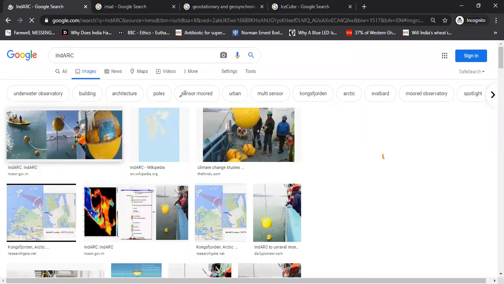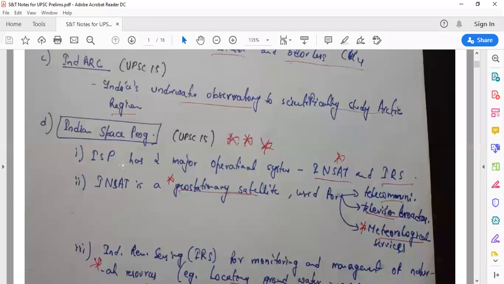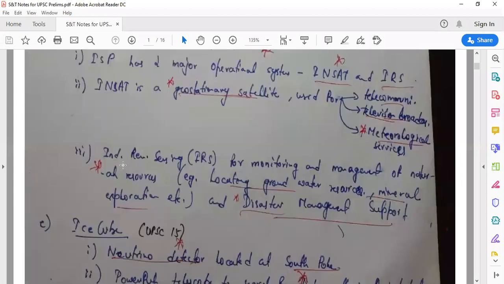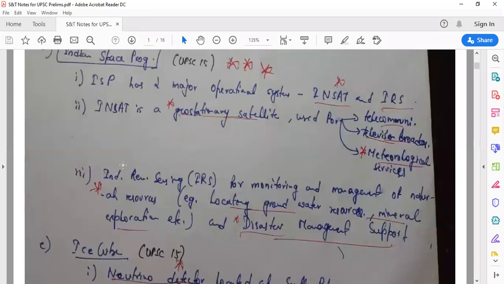So again, let's go back. You can see there are very many dimensions. They can ask anything and everything. So that's why previous year questions help you a lot here. Now let's talk about the India space program. Again, a question which has been asked in UPSC 2015. The Indian space program has two major operational systems, and this is also important from your mains point of view.